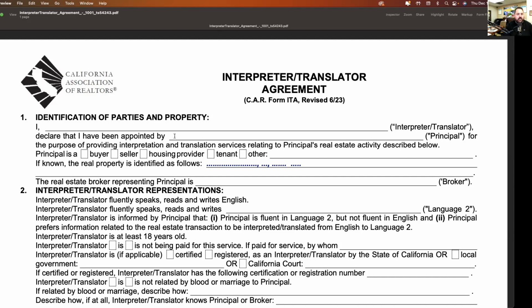Declare I have been appointed by the principal, which is the seller or the buyer, for the purpose of providing interpretation and translation services relating to the principal's real estate activity described below. Principal is a buyer, seller, or housing provider, tenant, or other.